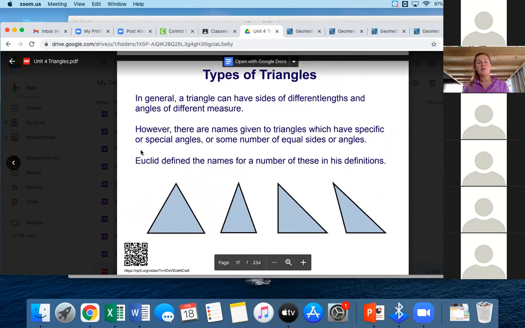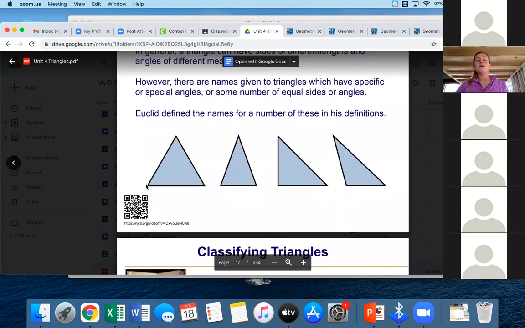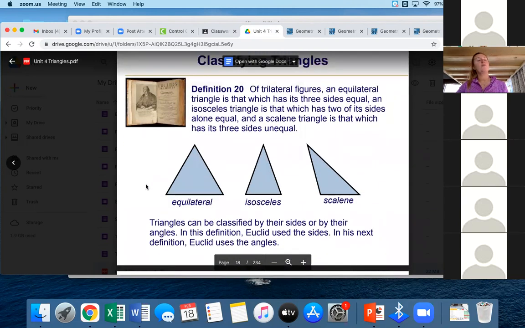So in general, a triangle can have sides of different lengths and angles of different measure. However, there are names given to triangles which have specific or special angles, or some number of equal sides or angles. So Euclid defined the names for a number of these in his definitions. So the very first one we're going to talk about is how to classify it by sides.